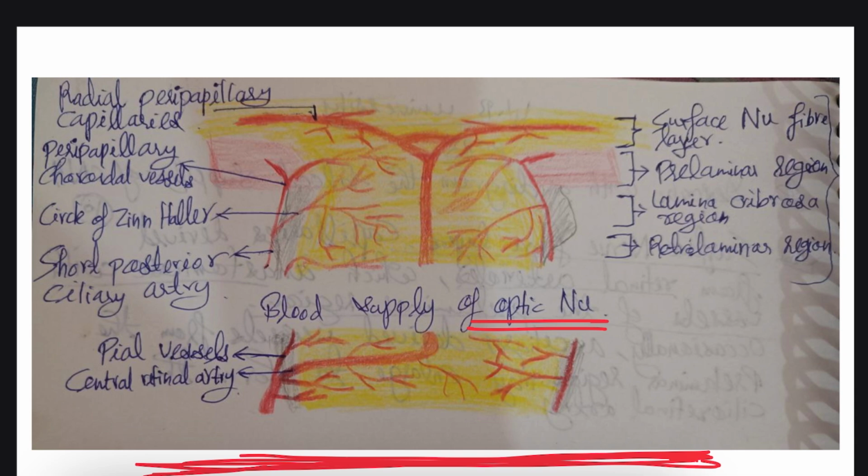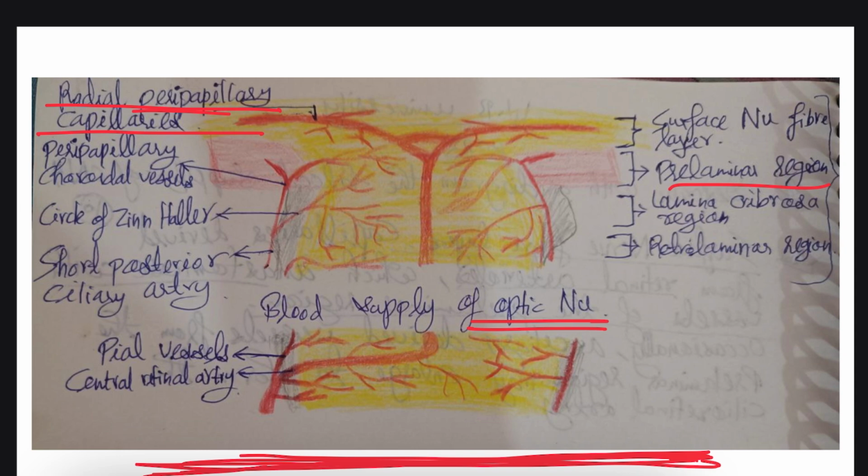So we can say these are the capillaries that we are talking about. These are the retinal capillaries present in the peripapillary area. So we are telling it as the radial peripapillary capillaries, and they anastomose with the vessels of the prelaminar region. Now we are talking about the most common blood supply.